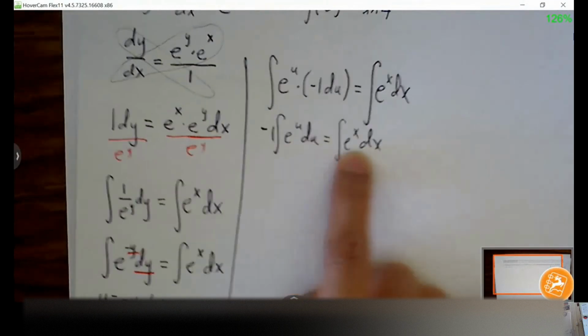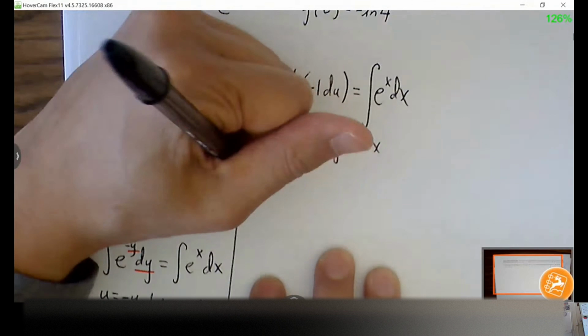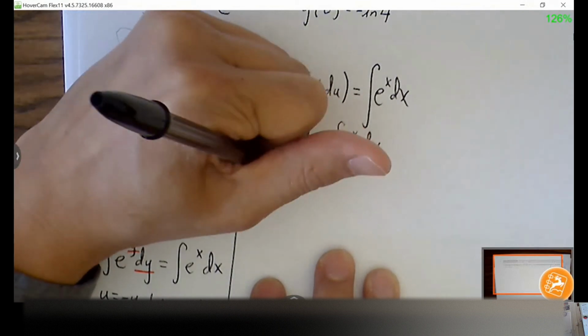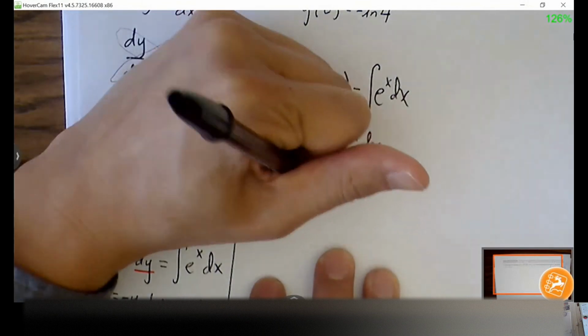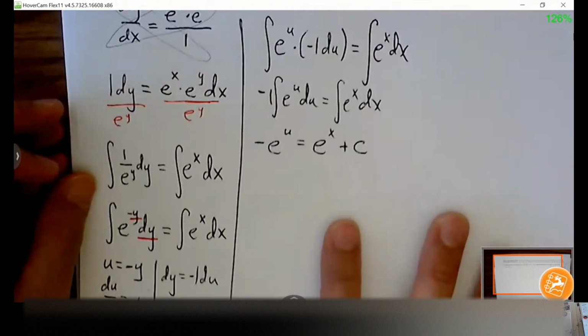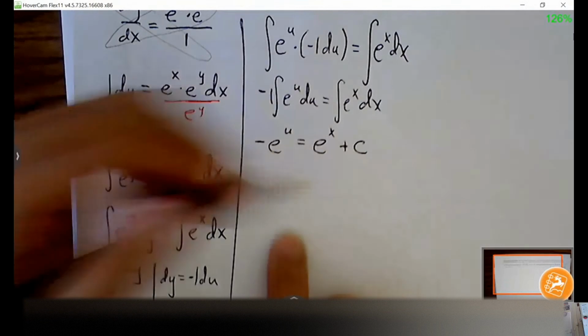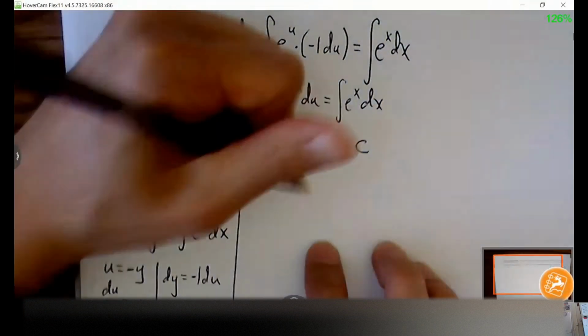e to the u becomes e to the u, e to the x becomes e to the x. The negative just kind of hangs out. Plus c. Okay. We have the antiderivative, we have our general equation. Let's bring the u back in terms of our original variable.